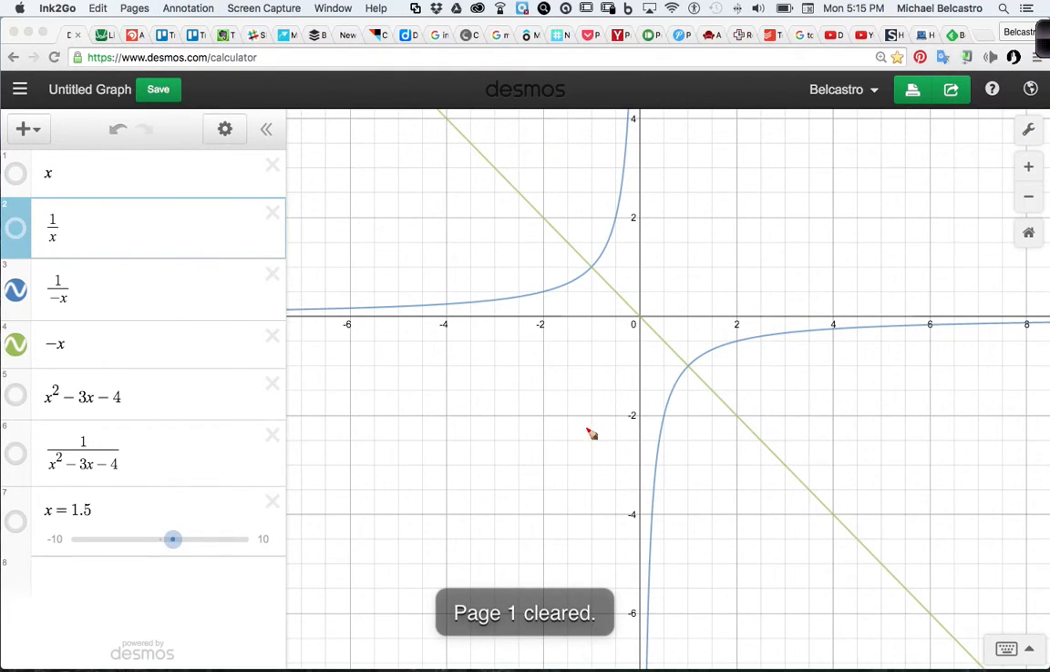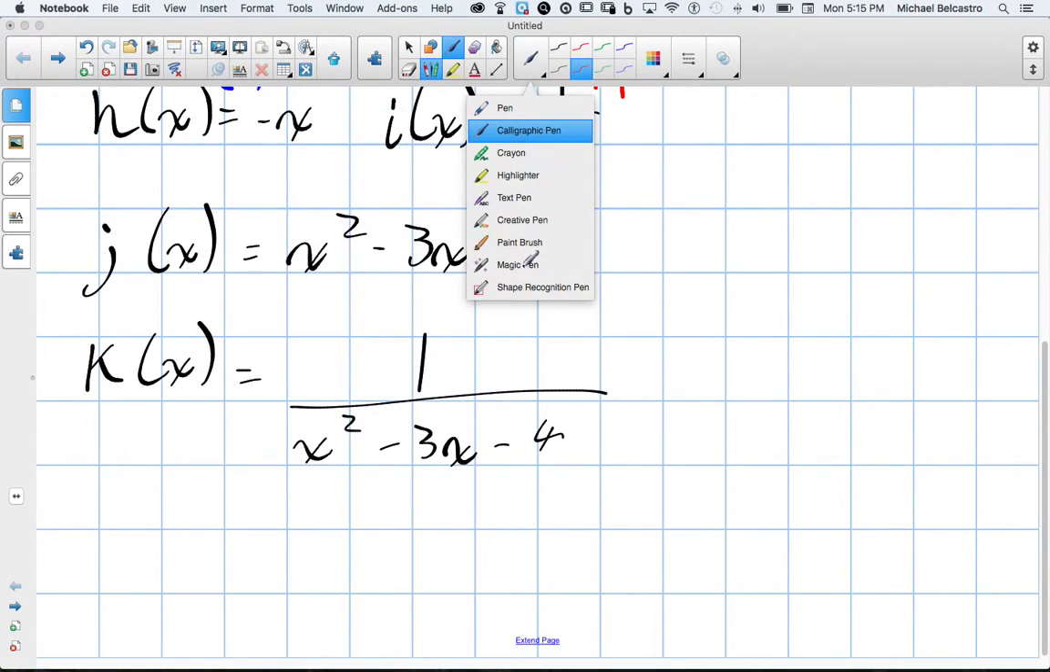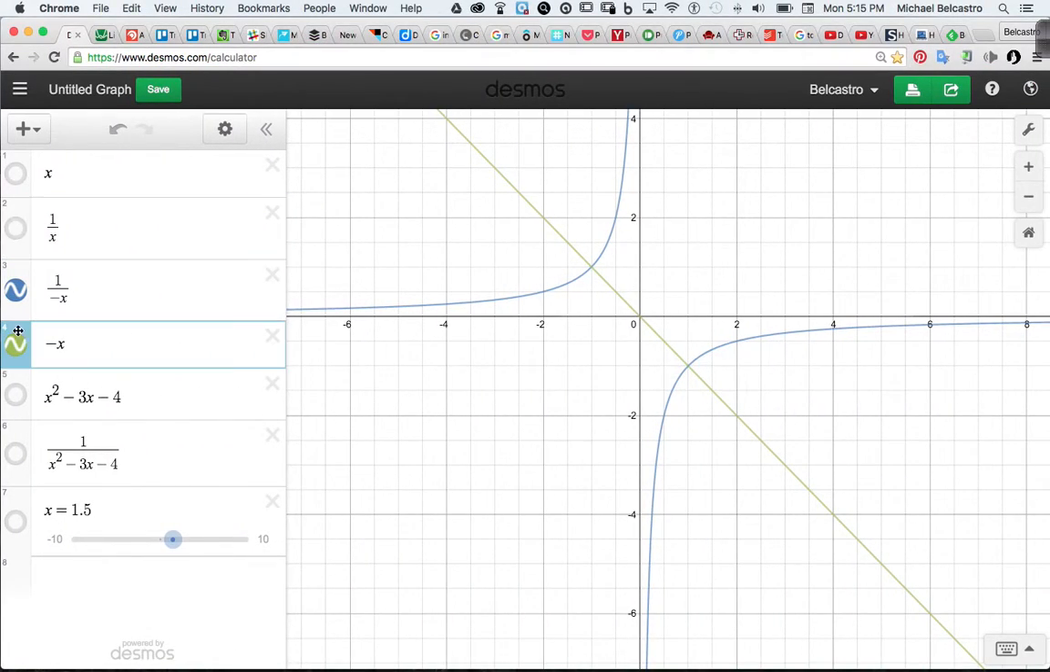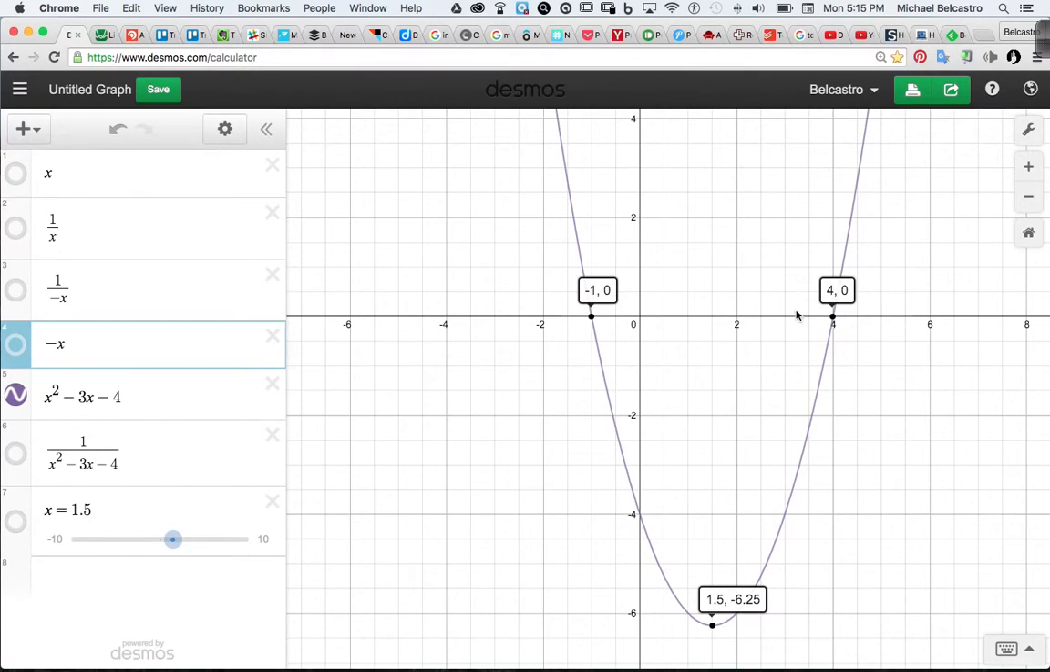But the next thing we need to do is figure out quadratics, and that's where this becomes a little more difficult. So we have our original quadratic and the reciprocal of our quadratic. We need to figure out some things. I'm going to show you what the graph actually looks like, so turn these two off. Here's our original quadratic, so I have my x-intercepts here, and I have the vertex, which is going to be a really important point.